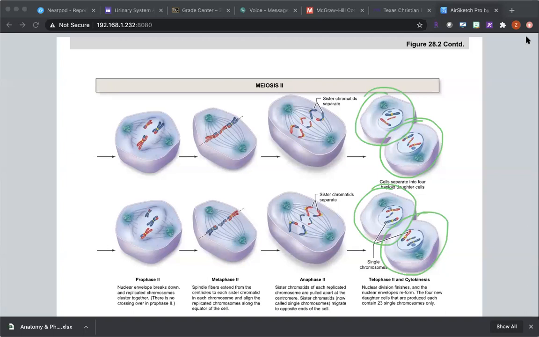Okay, and we'll see this when we look at the female reproductive system. In females, only one of these 4 will actually be the oocyte. The other 3 will become what we call polar bodies, and they will degenerate in the woman's body. But we'll look at that later when we actually look at the female reproductive system.